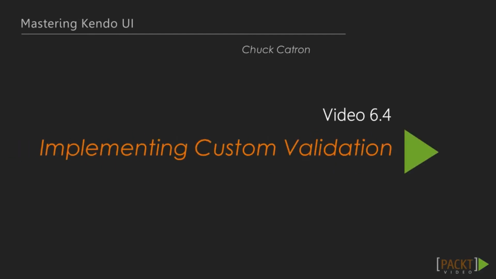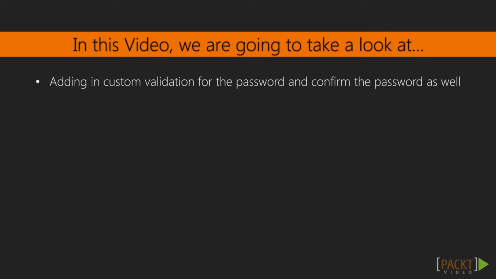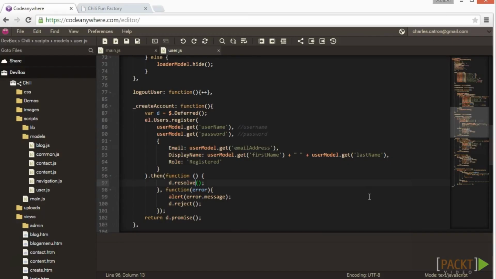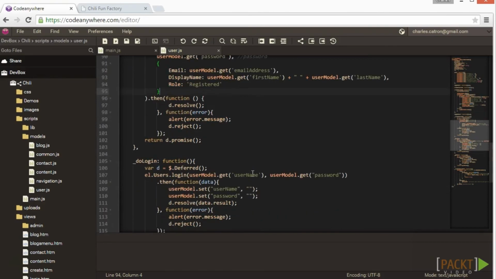In the last video, we added in basic validation for the form. In this video, we will be adding in custom validation for the password and confirm password. The last part of our model creates a Kendo UI validator. The validator works by using the name property and the required property of the input controls.